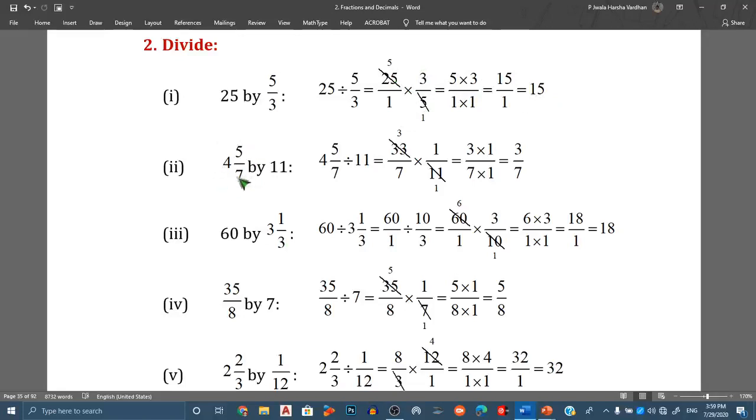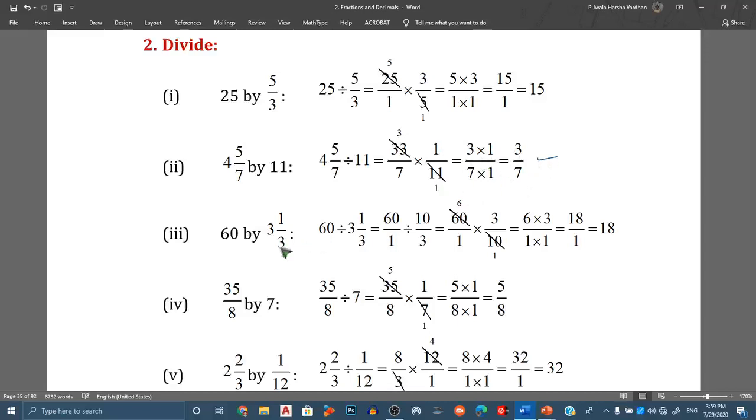So now it is a mixed fraction. Convert it into the improper, which is 7 4s are 28 plus 5, 33 by 7, and change the division into multiplication, take the reciprocal of 11, which is 1 by 11. Now you can cancel crossly with the 11 table. So 11 1s are 11, 11 3s are 33. So now you can multiply 3 into 1 by 7 into 1, which is 3 by 7.